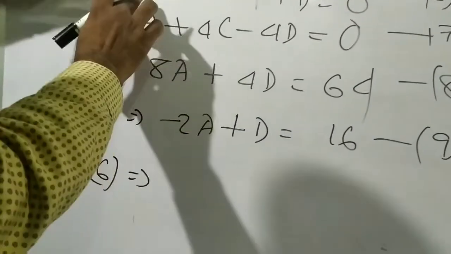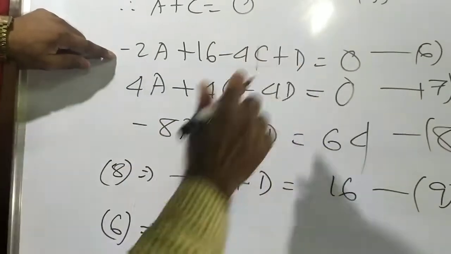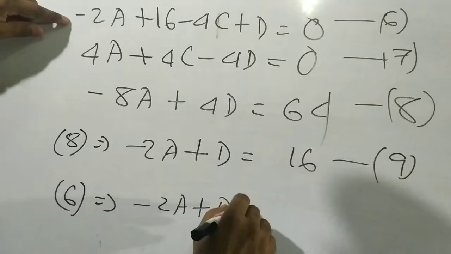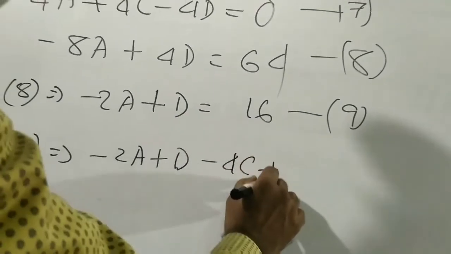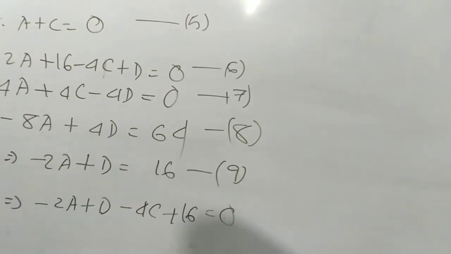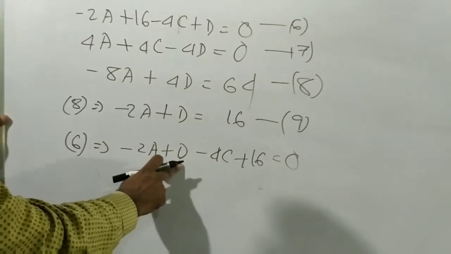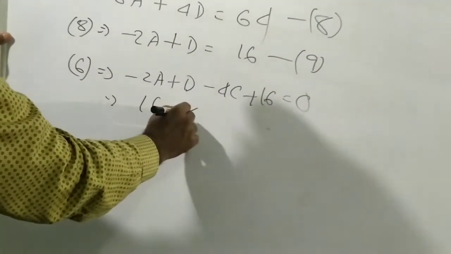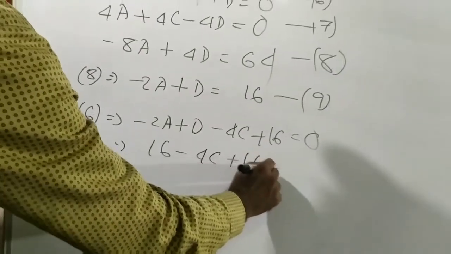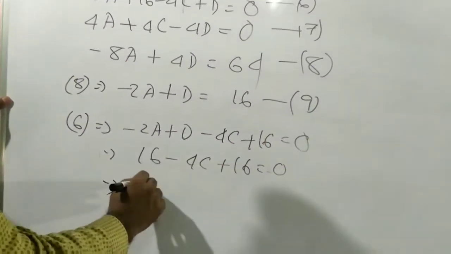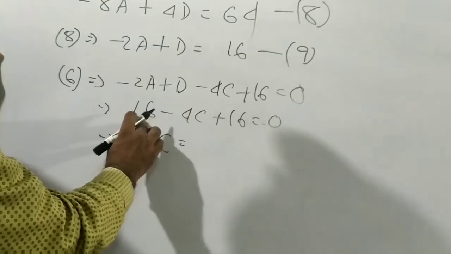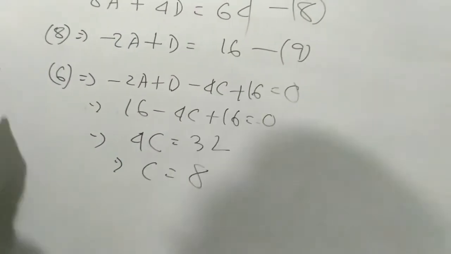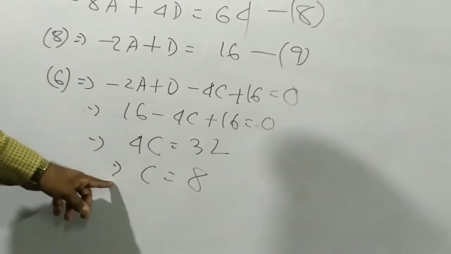Equation 6 implies this: 6 minus 2a plus d, we write down together, minus 4c plus 16. Minus 2a plus d we just get 16, putting this value 16, and minus 4c plus 16. Taking 4c to the right-hand side, 4c equal to 16 plus 16 is 32, and c equal to 8 we get. We get the value of c is 8.